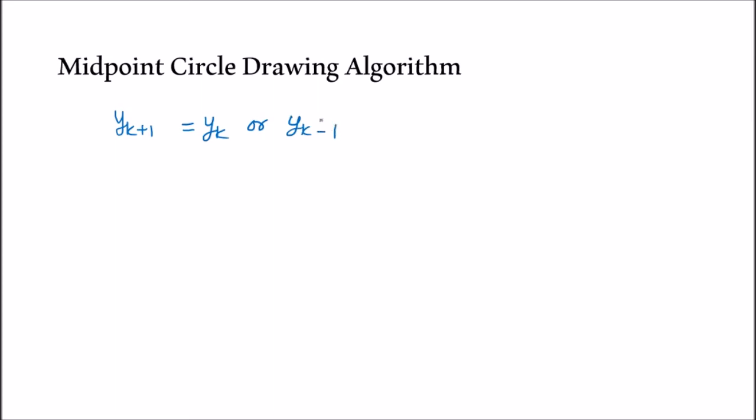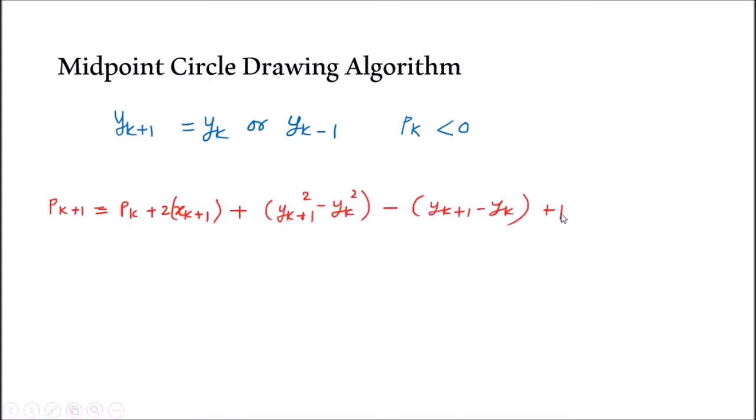It will be y of k or y of k minus 1 depending on the sign of p of k. If suppose p of k is less than 0, it means it is up. Now see, the y of k plus 1 will be y of k or y of k minus 1. If suppose y of k plus 1 is y of k, if you put that value into this equation, then this equation will become p of k plus 1 is equal to p of k plus 2x of k plus 1. Then this will be 0, this will be 0, so plus 1. So this is nothing but case number 1.